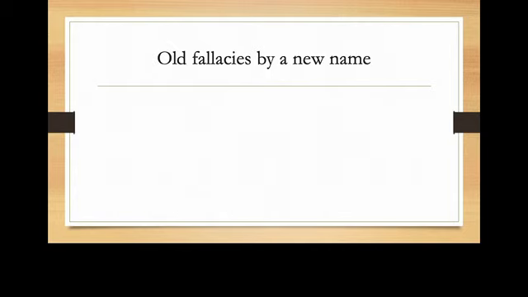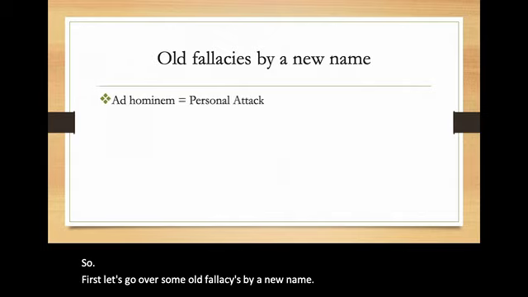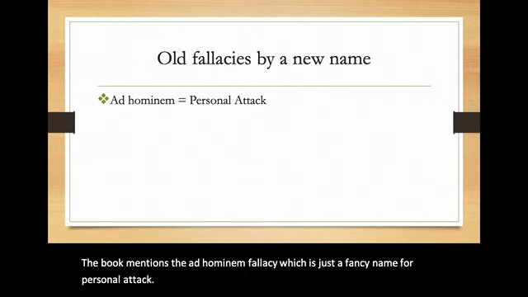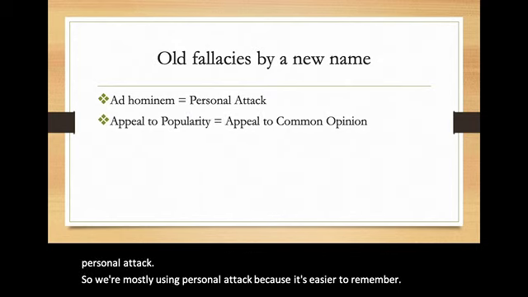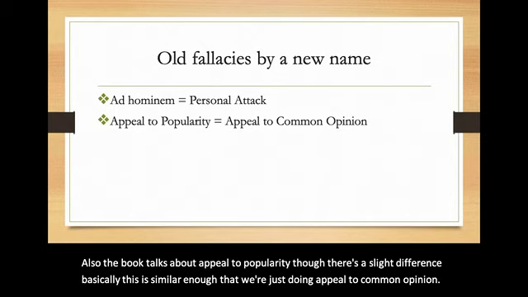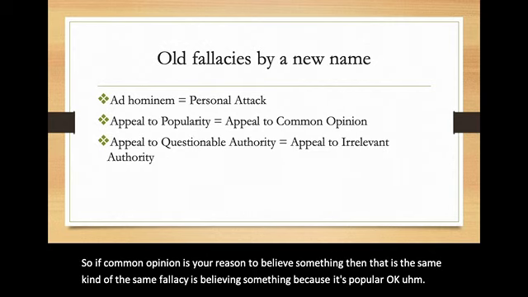So, first let's go over some old fallacies by a new name. The book mentions the ad hominem fallacy, which is just a fancy name for personal attack. So, we're mostly using personal attack because it's easier to remember. Also, the book talks about appeal to popularity, though there's a slight difference. Basically, this is similar enough that we're just doing appeal to common opinion. So if common opinion is your reason to believe something, then that is the same fallacy as believing something because it's popular, okay? Then again, just a slight difference in terminology.